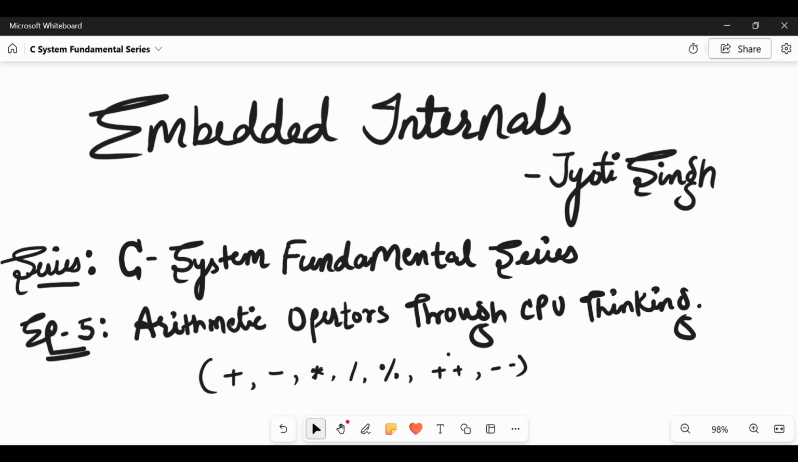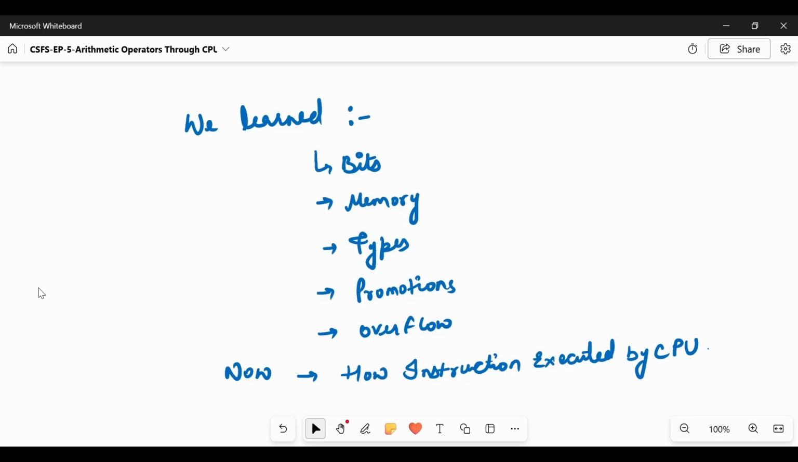This is the 5th episode of our C System Fundamentals series. In this episode, we are going to see arithmetic operators through CPU thinking. Until now, we have learned what bits are, what memories are, what different data types are available, how promotions happen, and what happens when the data types overflow. In this episode, we are going to see how C actually performs computation.